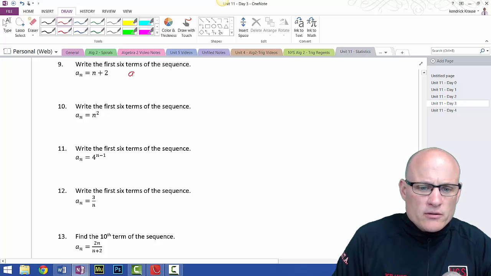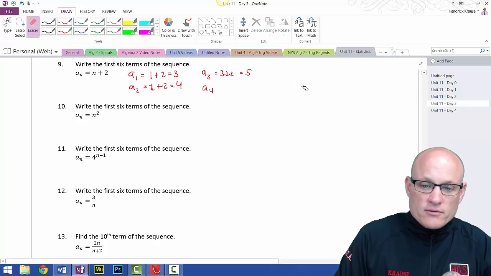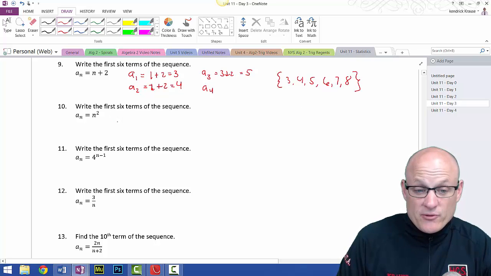A sub 1. And you write it as a sub 1 is equal to 1 plus 2, which is 3. A sub 2 is 2 plus 2, which is 4. A sub 3, 3 plus 2, which is 5. A sub 4. So your first 6 terms are... Why did I just put 1? Your first 6 terms are going to be 3, 4, 5, 6, 7, 8. That was pretty easy.